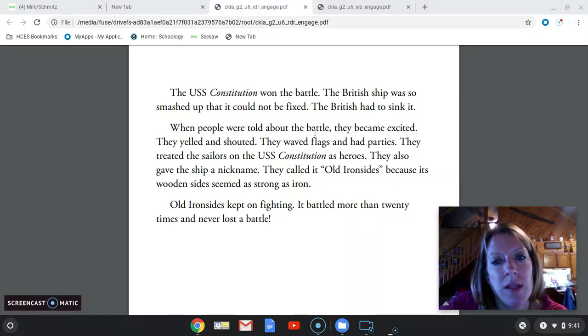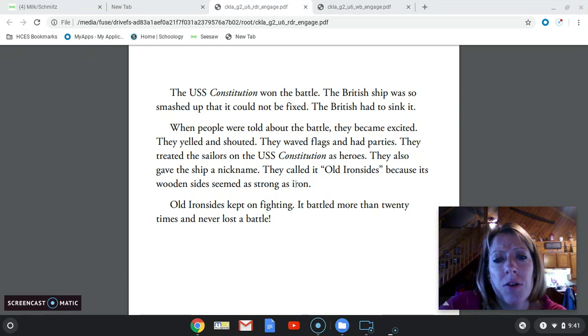When people were told about the battle, they became excited. They yelled and shouted. They waved flags and had parties. They treated sailors on the USS Constitution as heroes, and as they should, because they won a great battle there. They also gave the ship a nickname. They called it Old Ironsides because its wooden sides seemed as strong as iron.